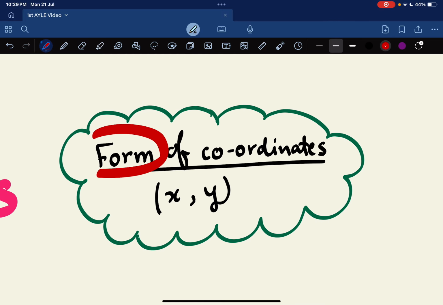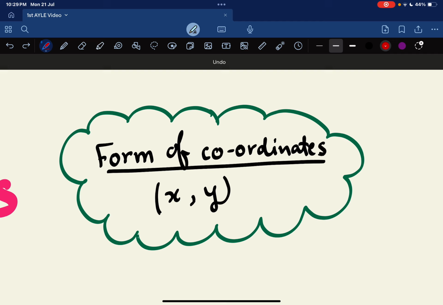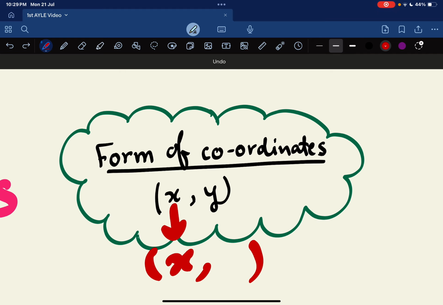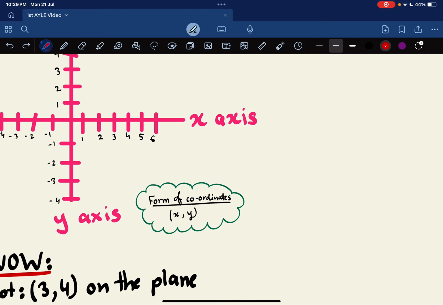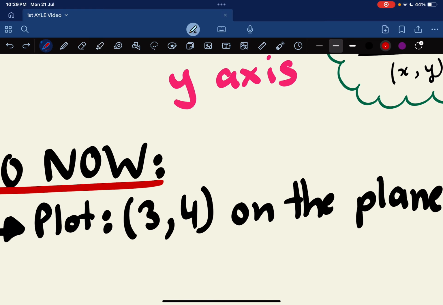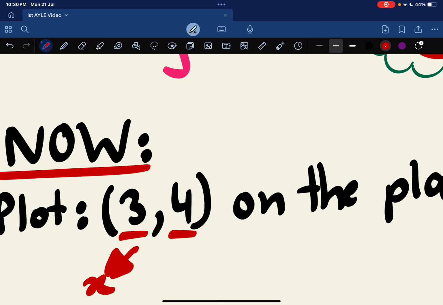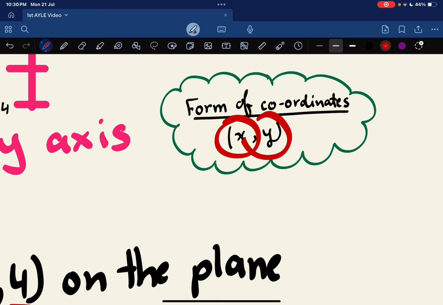Now, there is a set form of coordinates, which is really important to know. Basically, normally you write them in brackets, and first you've got the x value. So you've got the x first, and then you've got the y second. What does this mean? Okay, let's look at this by looking at an example. Let's try to plot this. (3, 4). Now we've got a comma, so that shows us that this is separated. So this means that the first one, as we looked at before, is our x value.